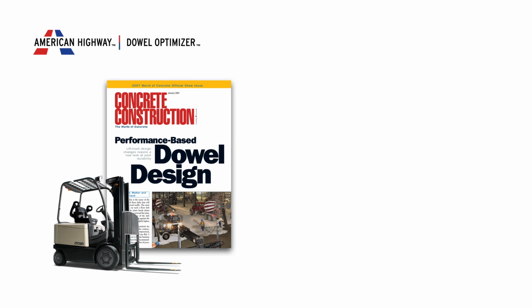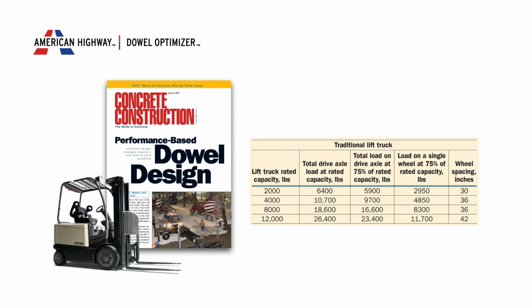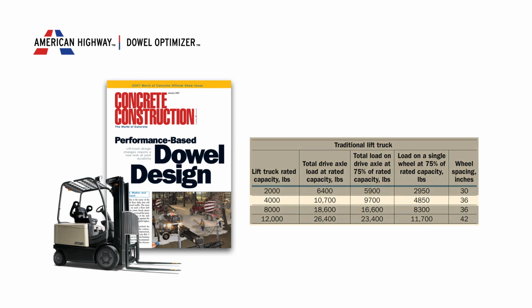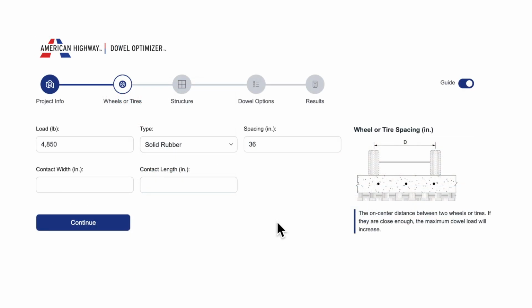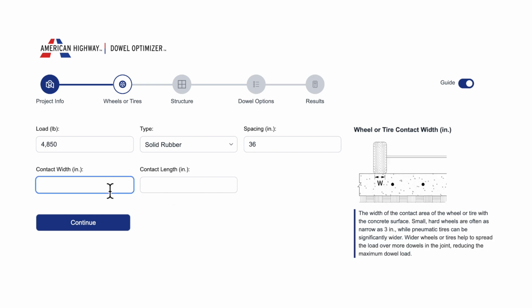The example so far reflects a 4,000-pound capacity lift truck based on input assumptions from Walker and Holland's performance-based dowel design. Now, let's add the last 2 inputs, wheel or tire width and length. These 2 inputs are often missing in older designs, and they can be taken or calculated from the data sheet for a specific vehicle. Let's say we're using a 6-inch wide rubber tire.